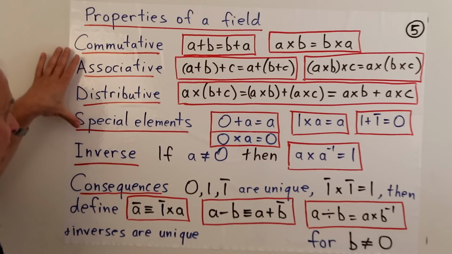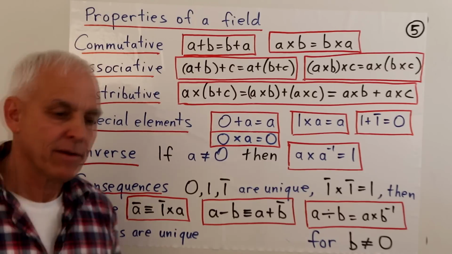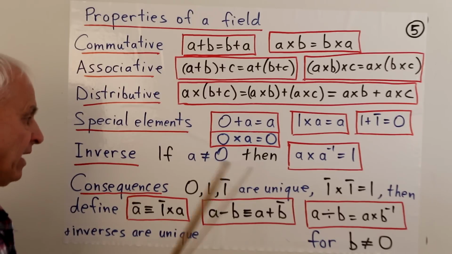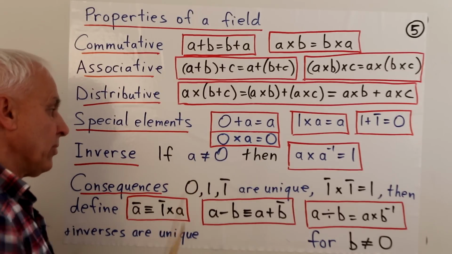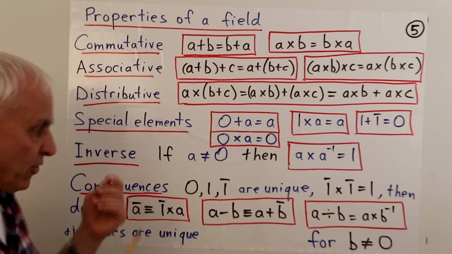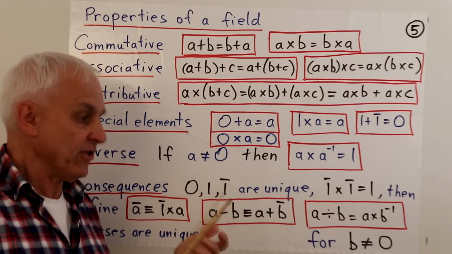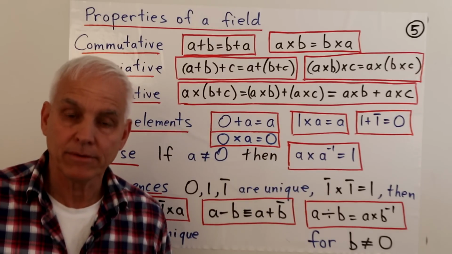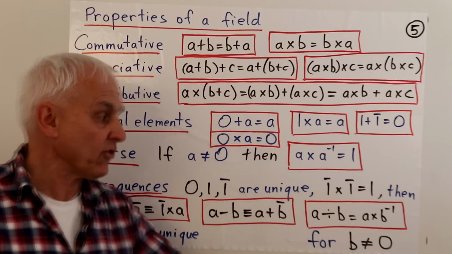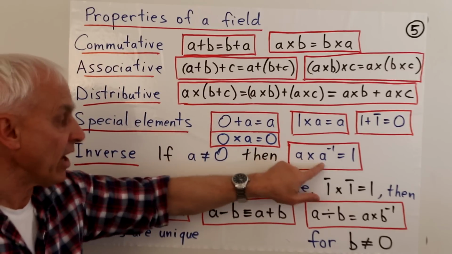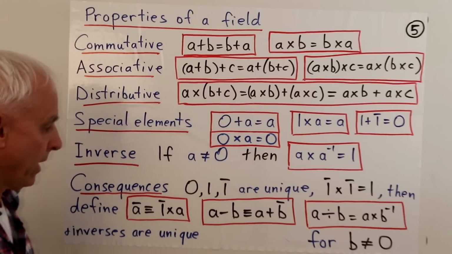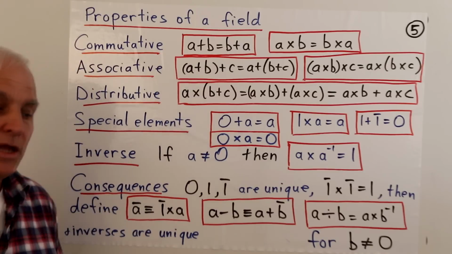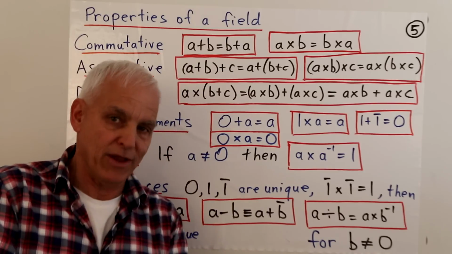Okay, so in addition, there is one more property, which is maybe the most subtle one, which is the inverse property, which says that if a is not equal to 0, then there's some other element, it might actually be equal to a, but there is an element called a inverse, given by that unary operation of inverses, that has the property that a times a inverse is equal to 1. Okay, so those are the laws.